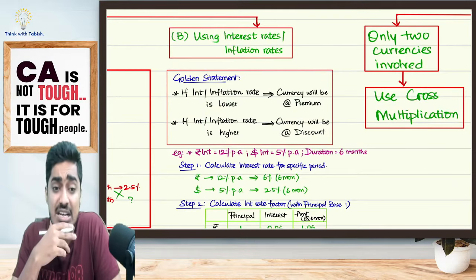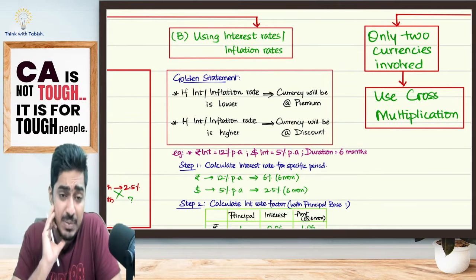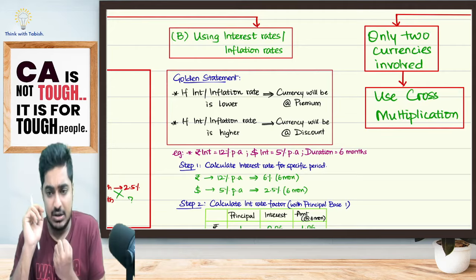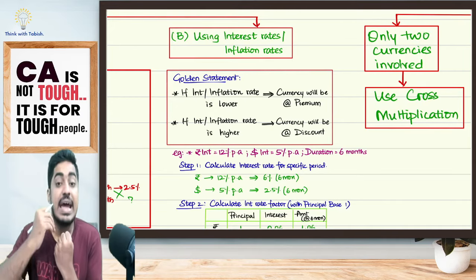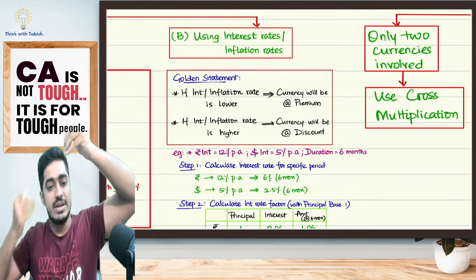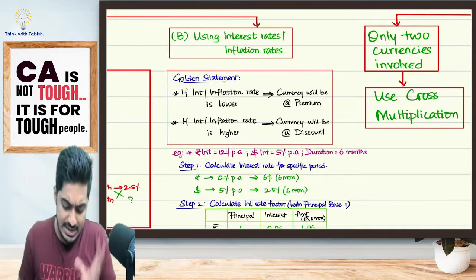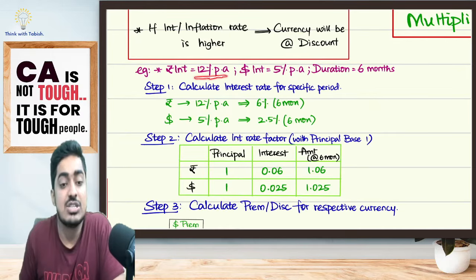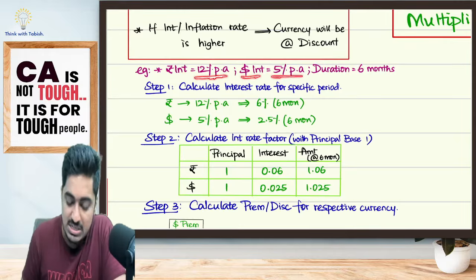Next is using interest rate or inflation rate. As per IRP theory or PPP theory, one simple observation was there, that if my interest rate or inflation rate is lower, that currency will be at a premium. If the interest rate is higher, that currency will be at a discount. So based on that, we'll have to do the calculation. A simple example: imagine in rupees, interest is 12% per annum. In dollars, interest is 5% per annum.